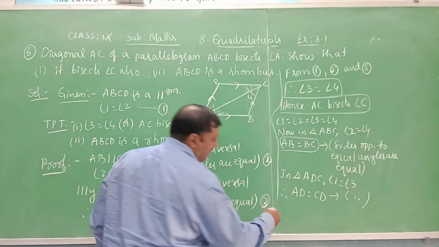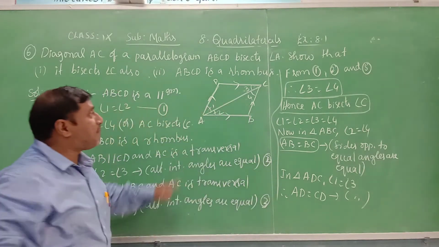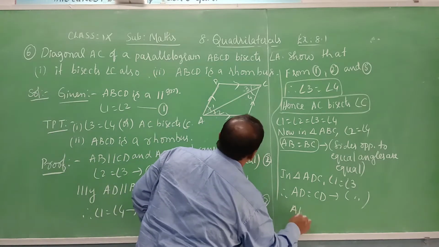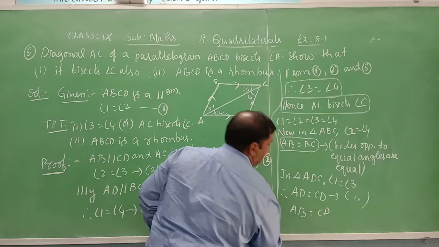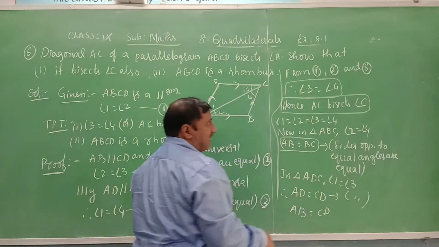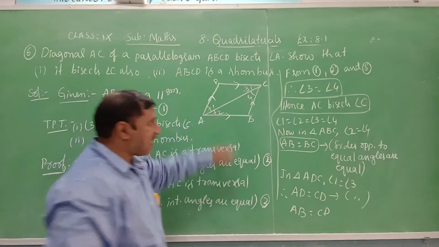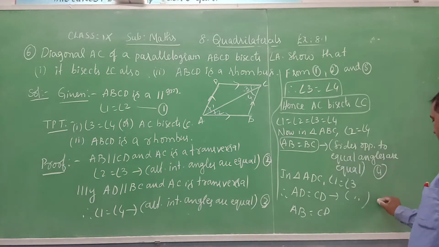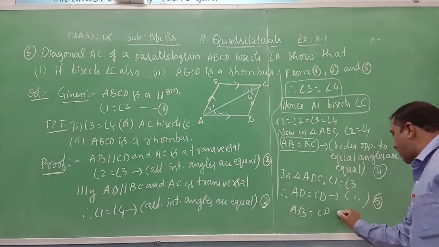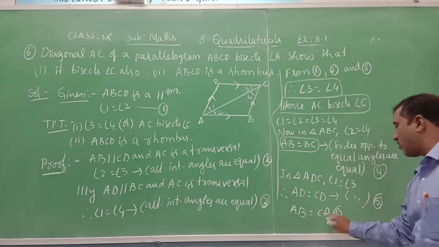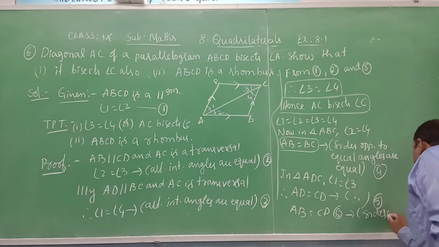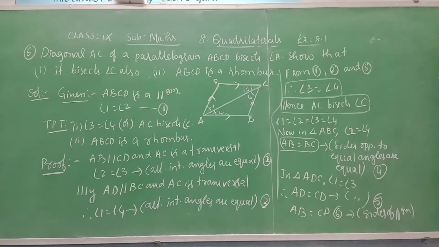And we know that it is a parallelogram in which opposite sides are equal. That is AB is equal to CD. Now this is the 4th identity, this is the 5th identity, and this is the 6th identity. AB is equal to CD, that is sides of parallelogram.